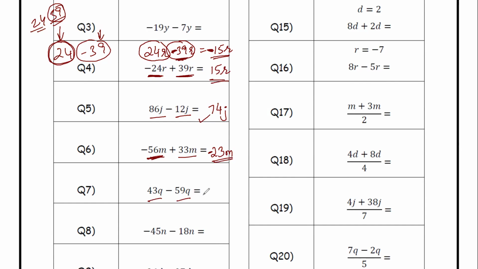43Q and 59Q. The difference is 16Q, and it'll be negative because the bigger number is 59 and its sign is negative. Both are negative, so you simply add them up. So it'll become 63, I believe. And negative because both are negative.